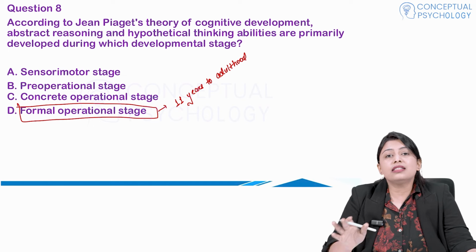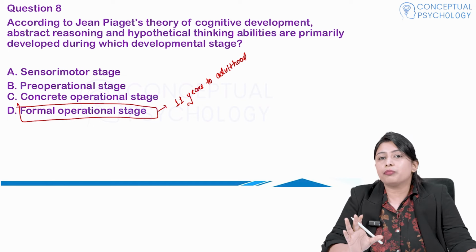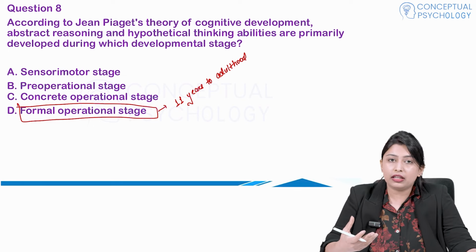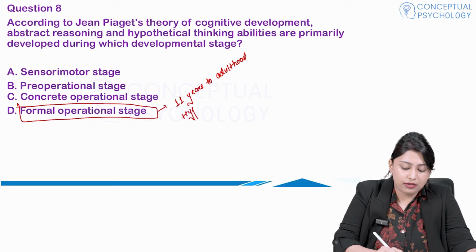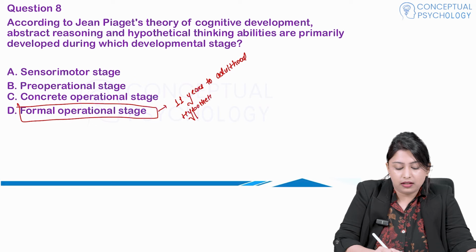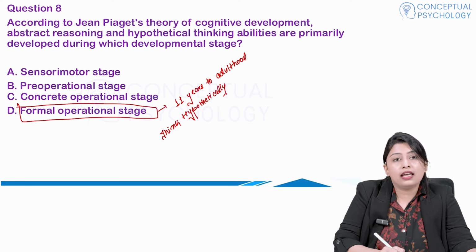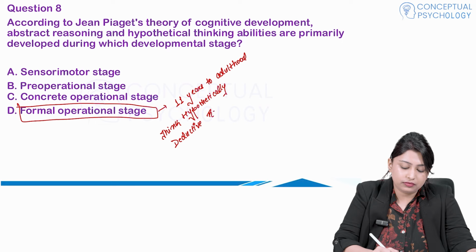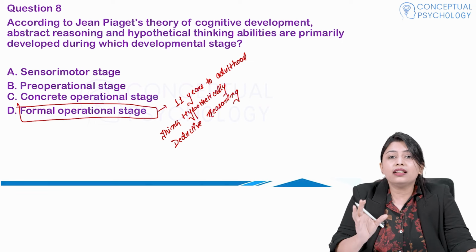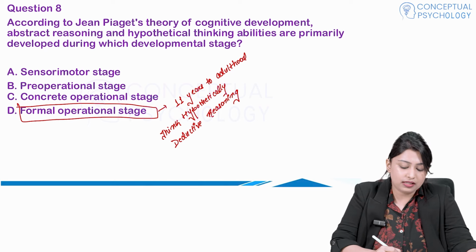So here, this is the final stage of cognitive development where individuals acquire the ability to think hypothetically, right? They are able to think hypothetically and they are able to engage in deductive reasoning. Also, they can consider multiple variables simultaneously.